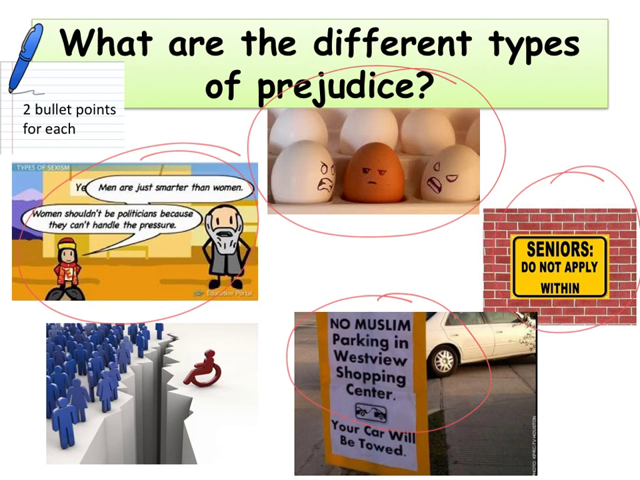Finally, we have disability discrimination. The image shows a disabled person on one side of a chasm whilst everybody else is on the other side. Disability discrimination could be things as simple as not providing disabled access to buildings. Other things could include talking down to people who are disabled or not allowing them to do a particular job because you don't think they're capable of doing it.